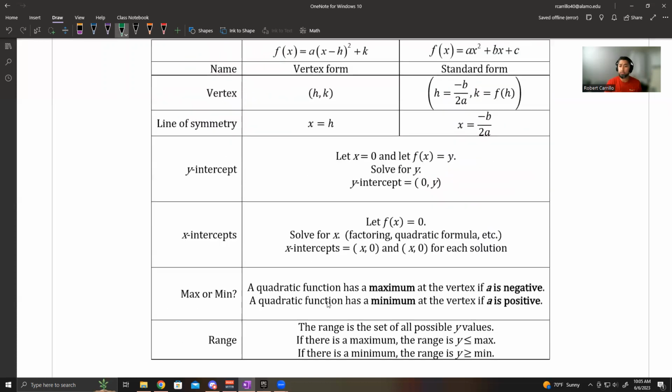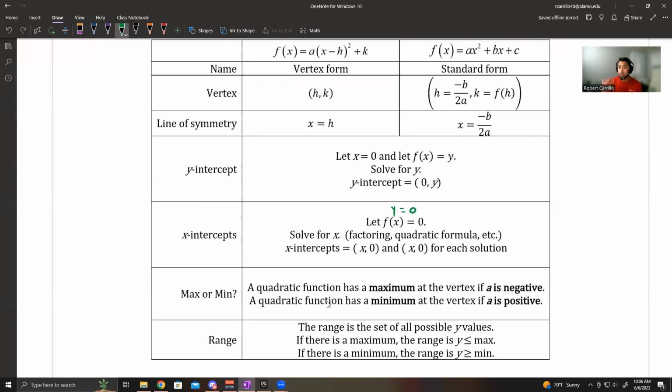Okay. All right. To find a y-intercept, we've done this before. To find a y-intercept, you let x equal 0 and you solve for y. To find an x-intercept, we know that you let f of x equal 0, or you let y equal 0, and you solve for x, whether it be by factoring, square root method, quadratic formula, whatever works for us.